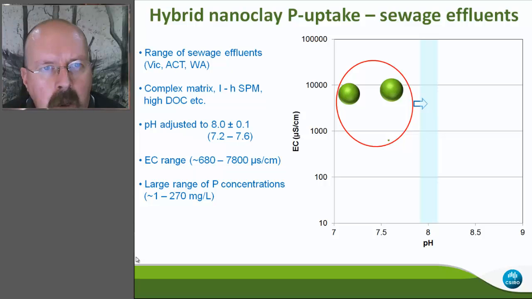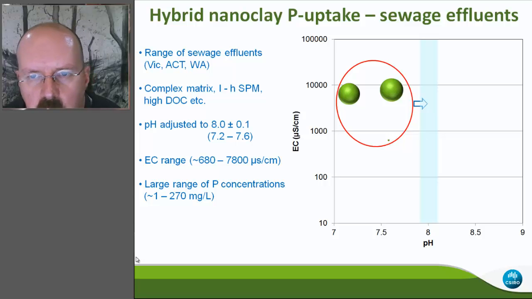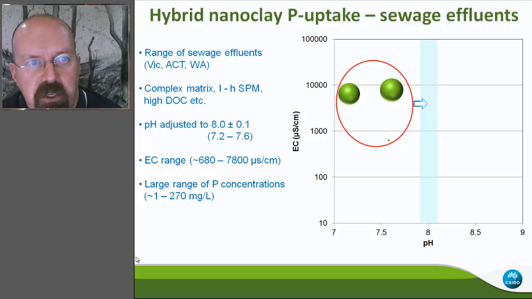Here we looked at a range of sewage effluent from 3 states in Australia. And as I've said there, a complex matrix, often with low to high suspended particulate matter, so both particles and colloids, and I also allude to high DOC. In this particular case, we adjusted pH to about 8 from the original pH range varying between about 7.2 to 7.6.